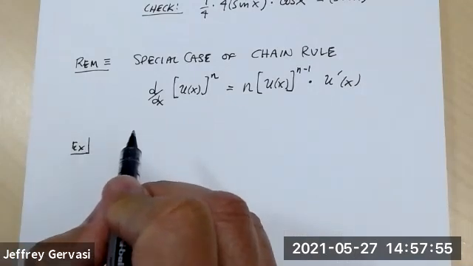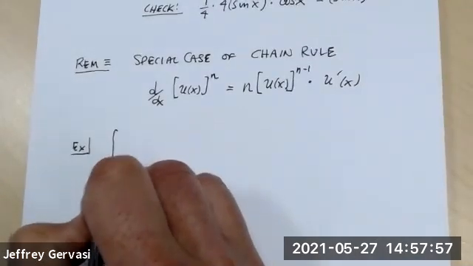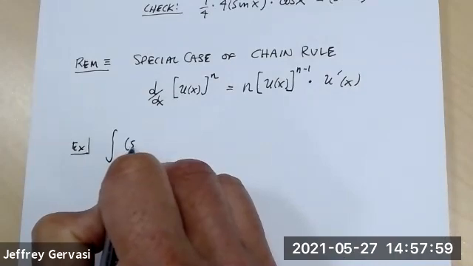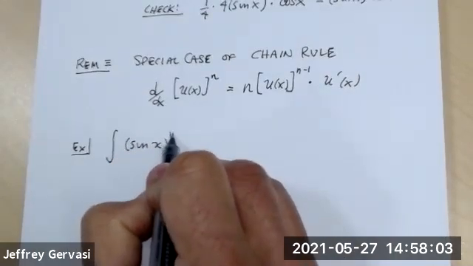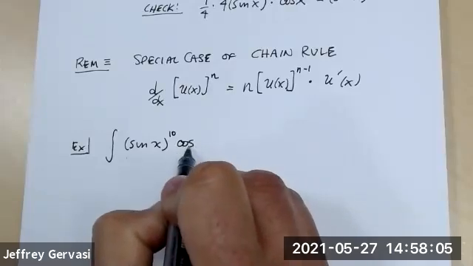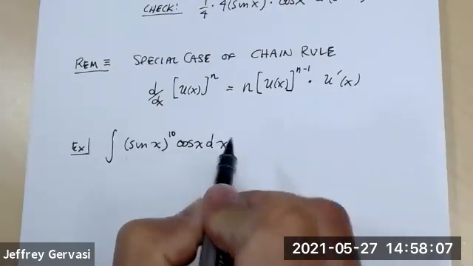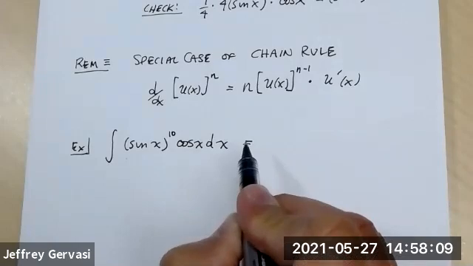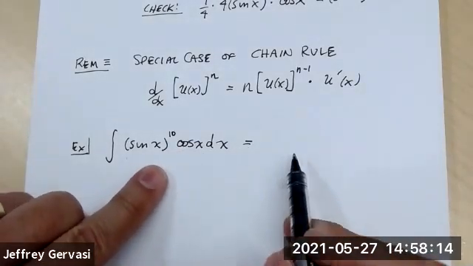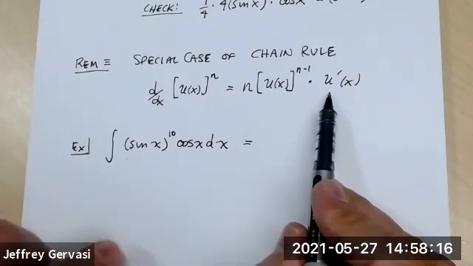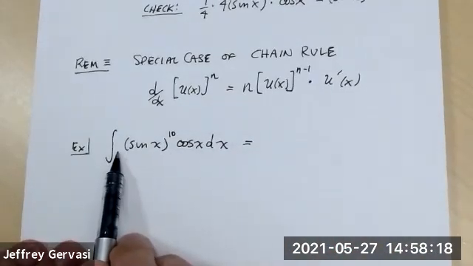Let's suppose that we had a little bit of a variation on that last example, okay? So here, notice that we do have a chain rule, right? It does look similar to the special case. What's missing in front?